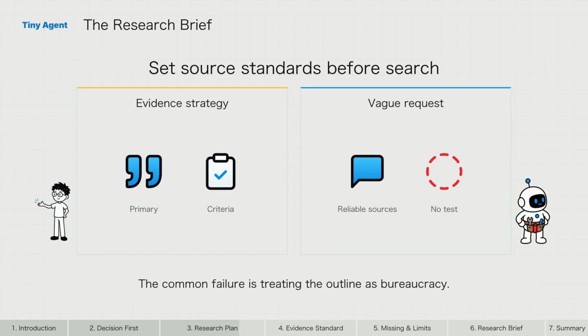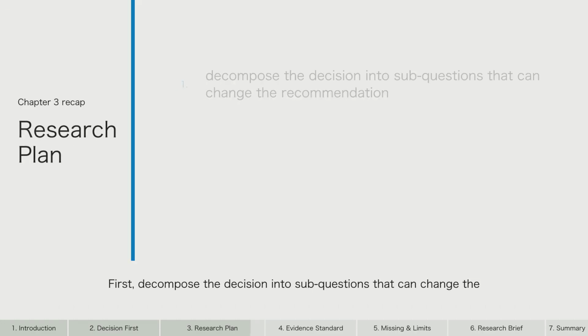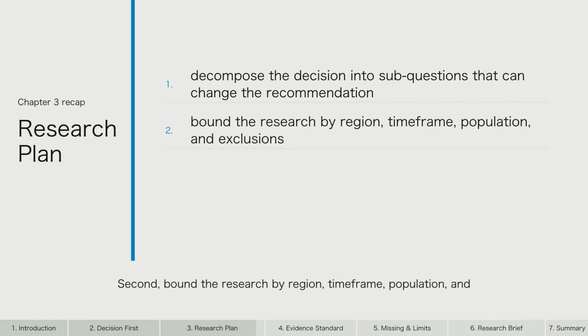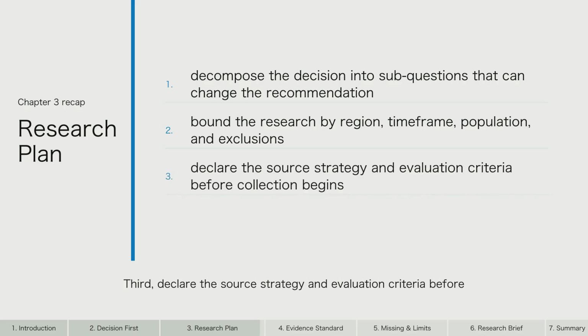The common failure is treating the outline as bureaucracy. In reality, the outline is the cheapest review point. It reveals missing questions, impossible scope, and weak source choices before they become a polished report. First, decompose the decision into sub-questions that can change the recommendation. Second, bound the research by region, timeframe, population, and exclusions. Third, declare the source strategy and evaluation criteria before collection begins.